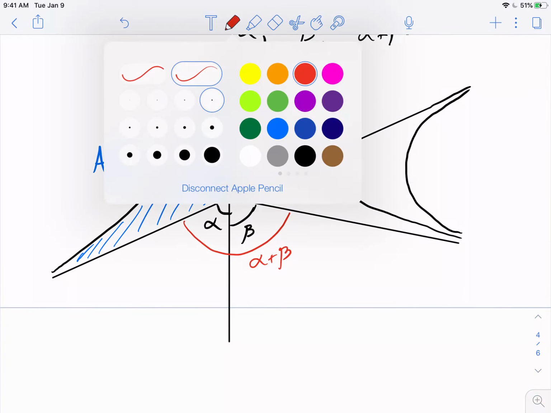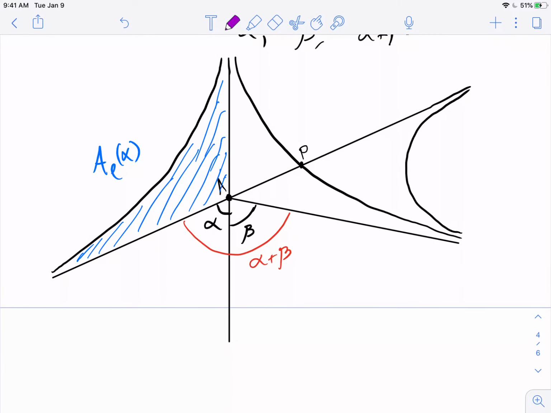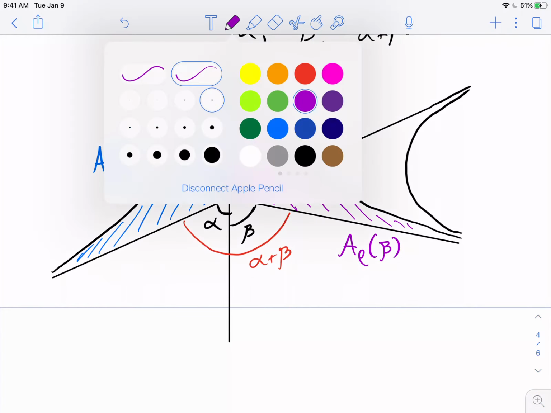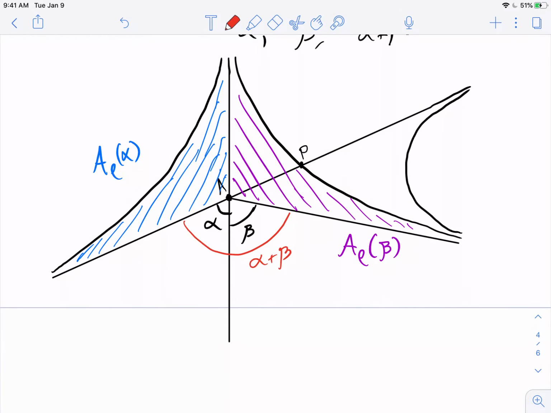And then we've got, maybe I'll make it purple. This has exterior angle beta. This is rho of beta. And then there's the alpha plus beta, which is this part in here. Okay, and so we want to show that the blue plus the purple is equal to the red.